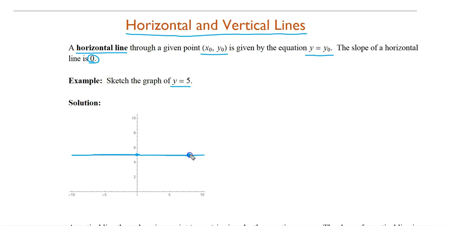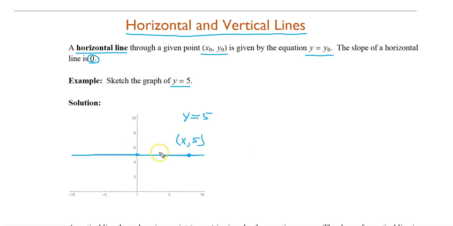Notice that for every point on that line, the y-coordinate is always 5. So that's why we say the equation of this line is given by y equals 5. Because every point in the Cartesian plane where y equals 5 is on that line.